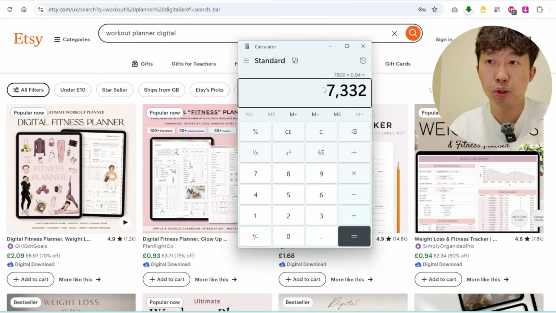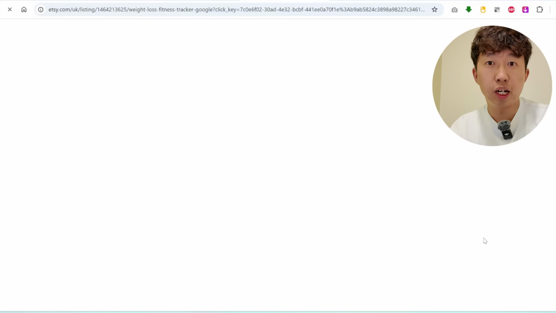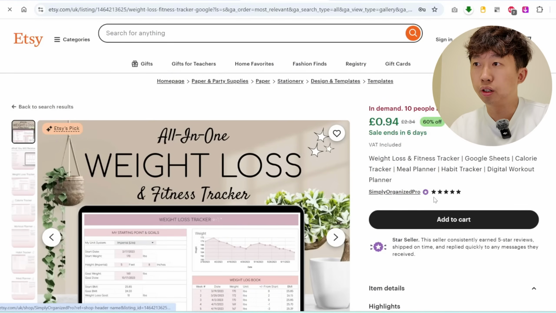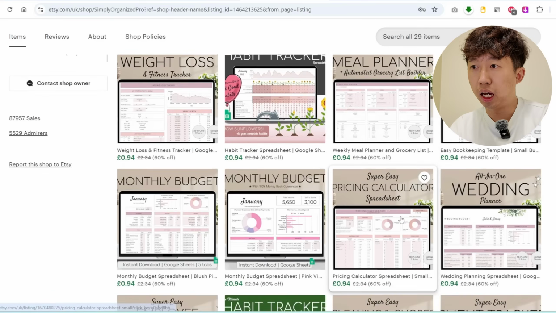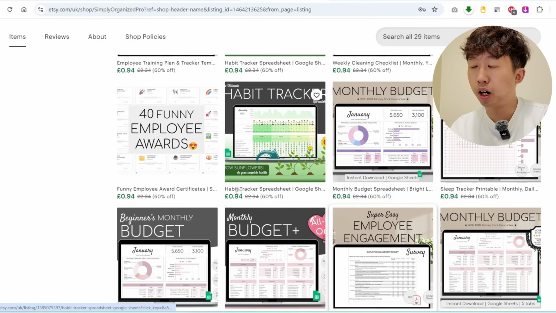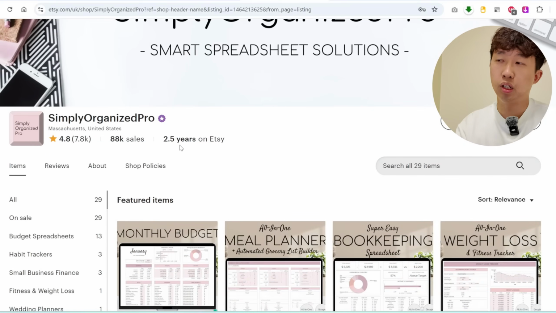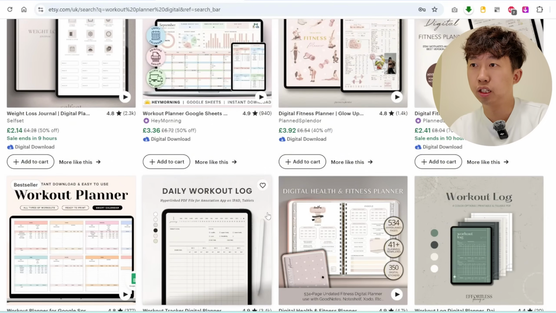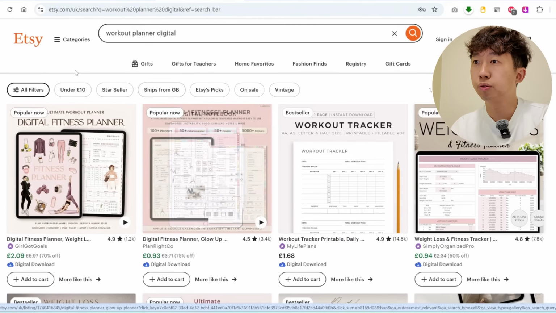And that is almost pure profit, aside from Etsy's fees. And this is only based on the people who left a review. Now imagine people who bought it but didn't leave a review. So this is the store that sells them. They made 88,000 sales, and most of them are about £1. So yeah, £88,000 in sales, and most of it is profit. Lots of ideas and inspiration for you guys if you want to go into the fitness niche.